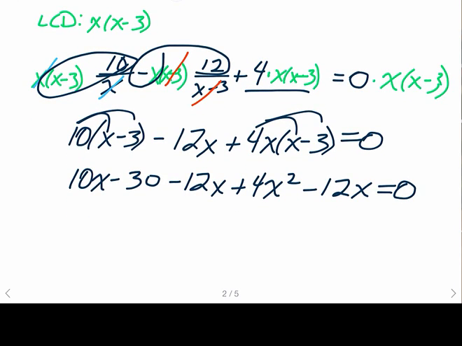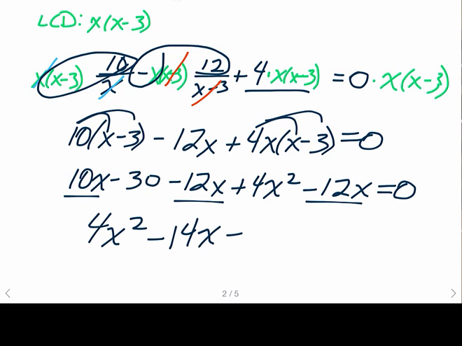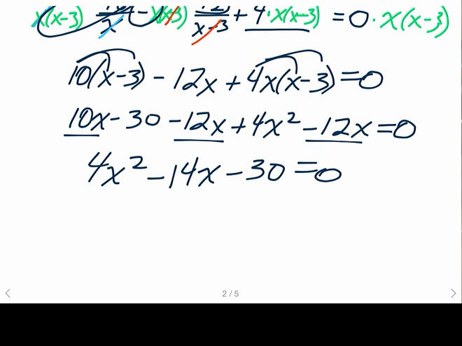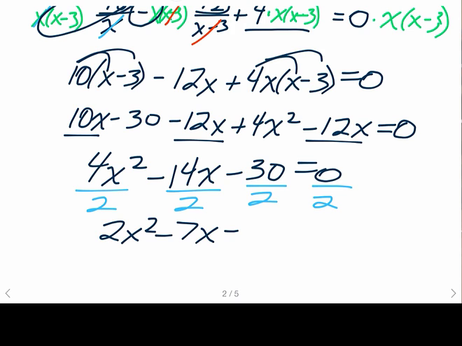I want to collect like terms. So I have 4x squared, let's see, 10x minus 24x. It's going to be negative 14x, I believe, minus 30 is equal to 0. At this point, what we have is a quadratic equation. I notice that the coefficients of all the terms are even, so I'm going to divide each term by 2, giving me 2x squared minus 7x minus 15 is equal to 0.